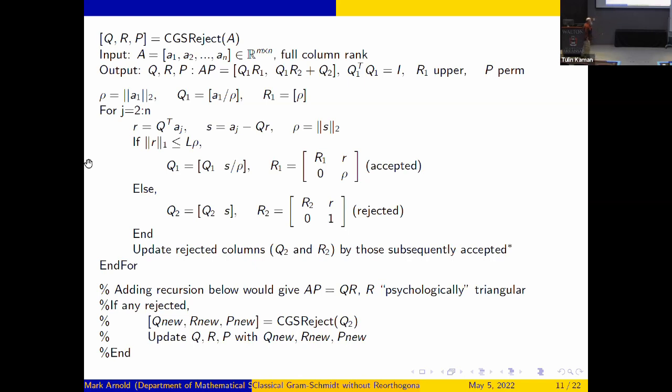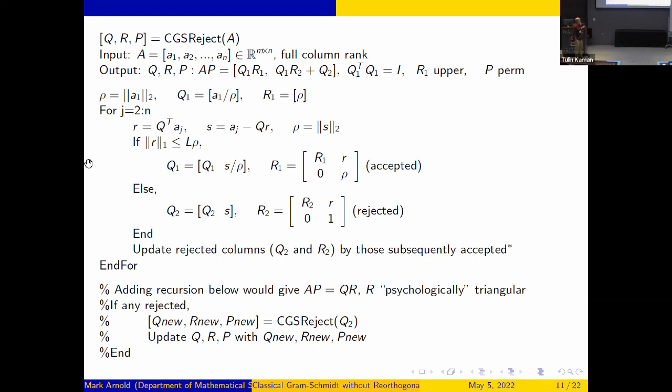So this is going to take some unpacking. It's the standard input: I have an n by n matrix with full column rank. And here I'm getting output like the rank revealing QR factorization, so I have a permutation matrix here. And I've got a partial QR factorization for this first block, and then this is what's left over. And so we just do a standard QR step for the first step.